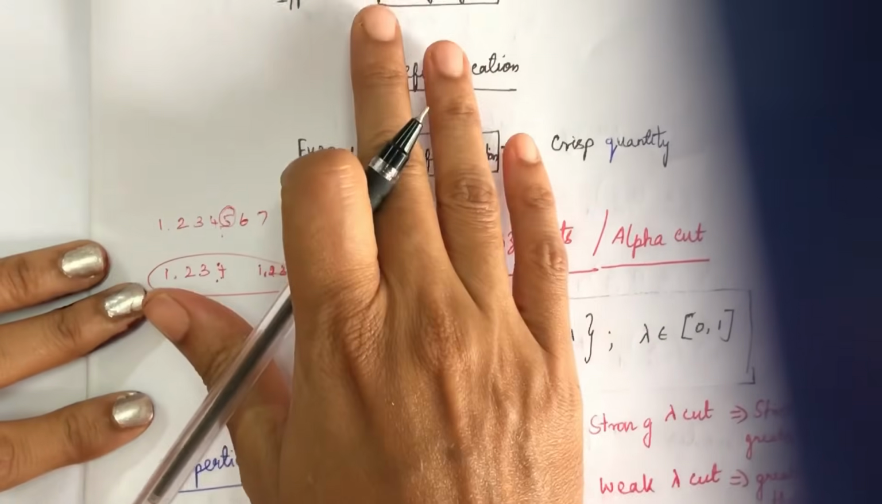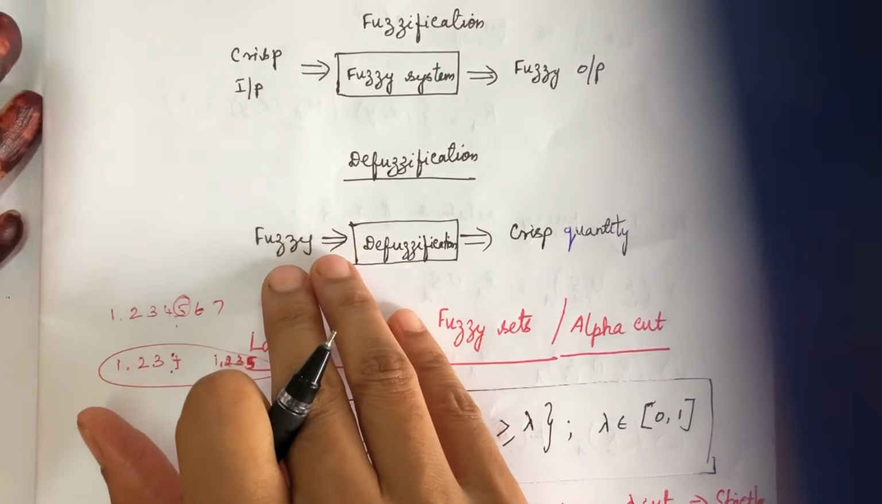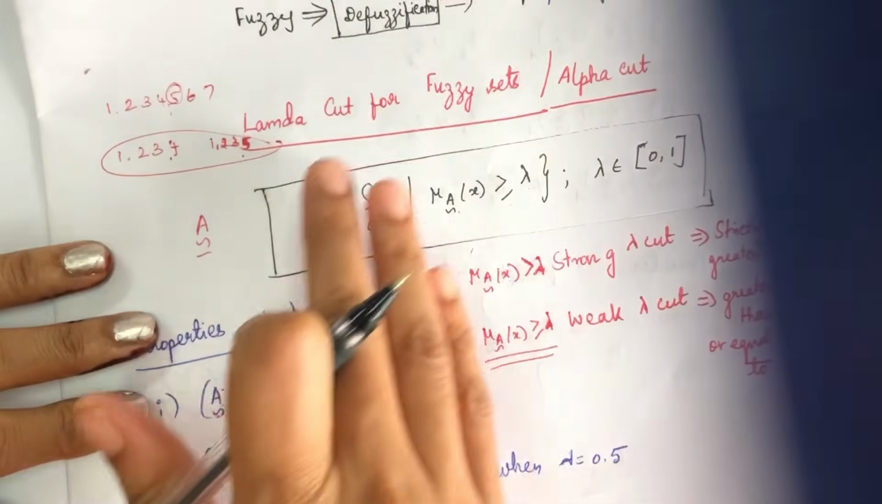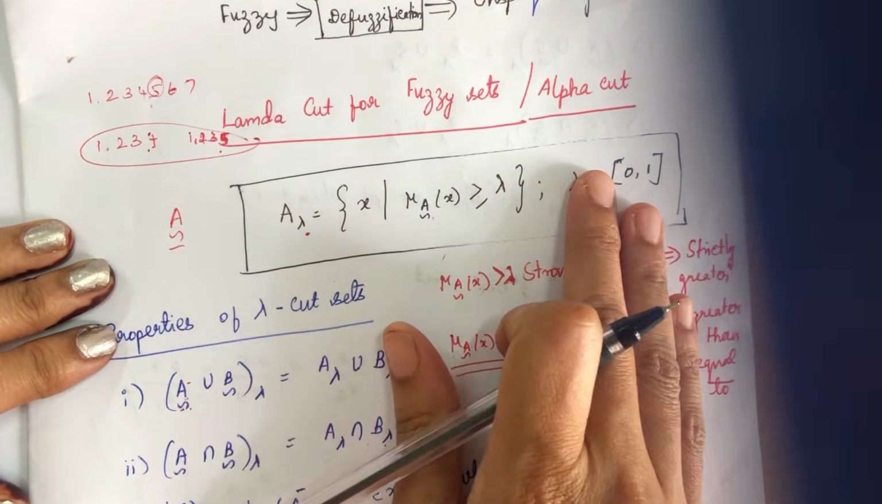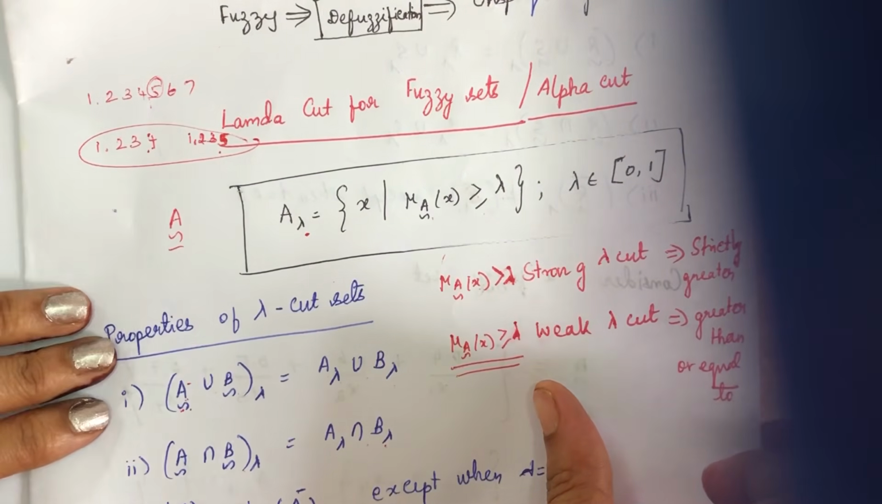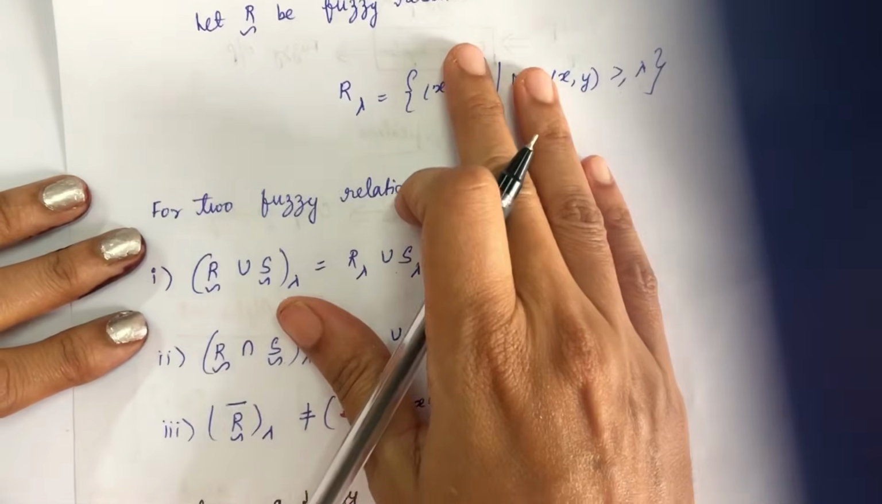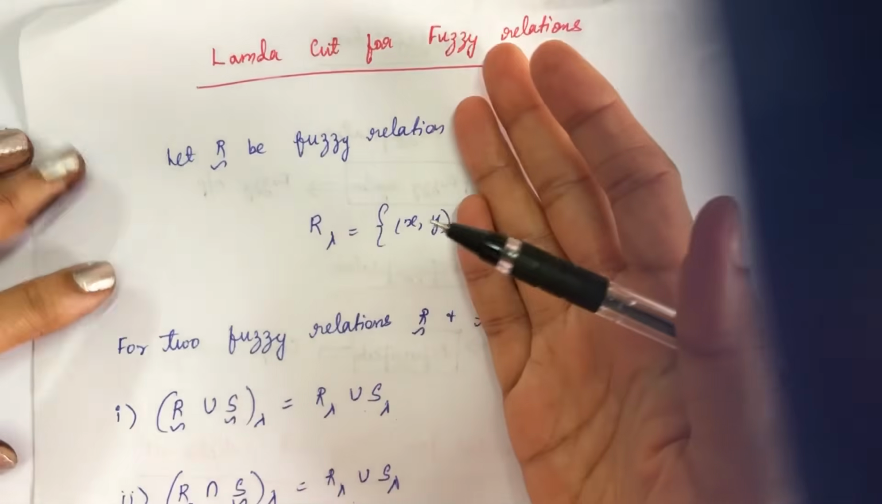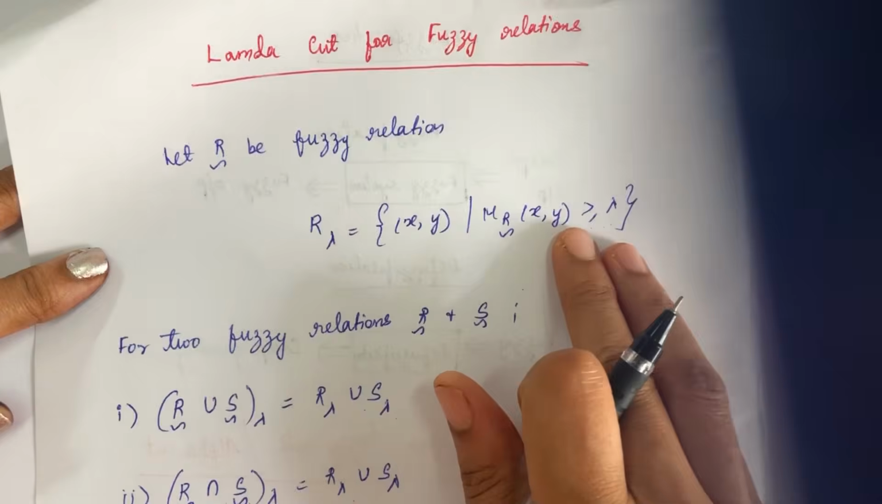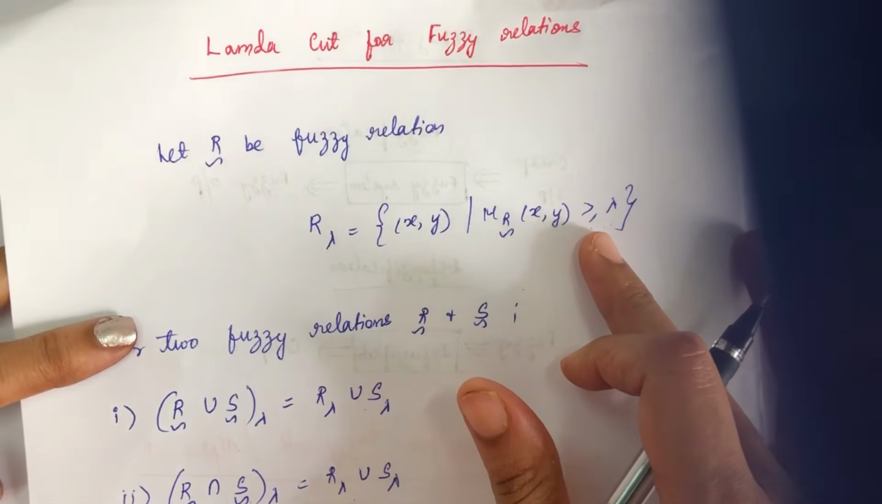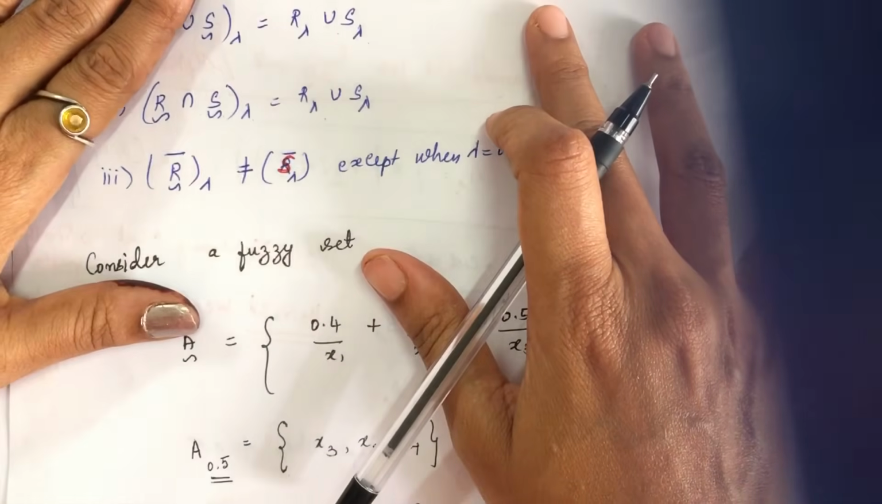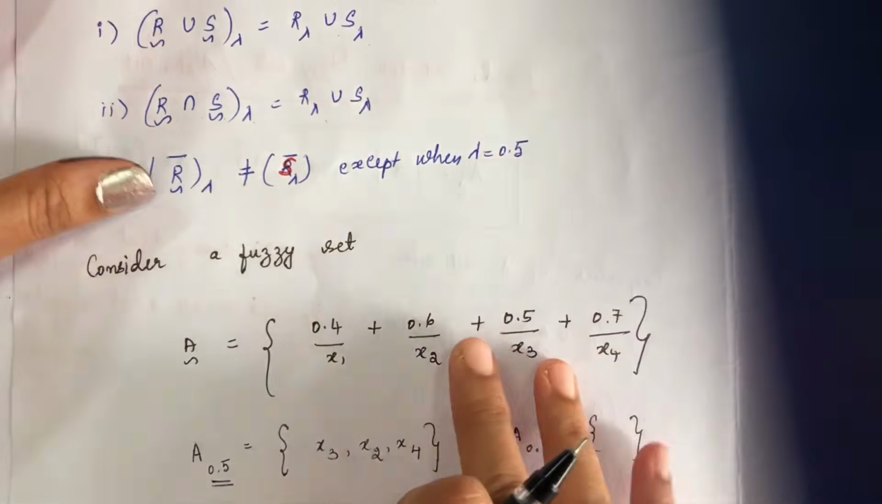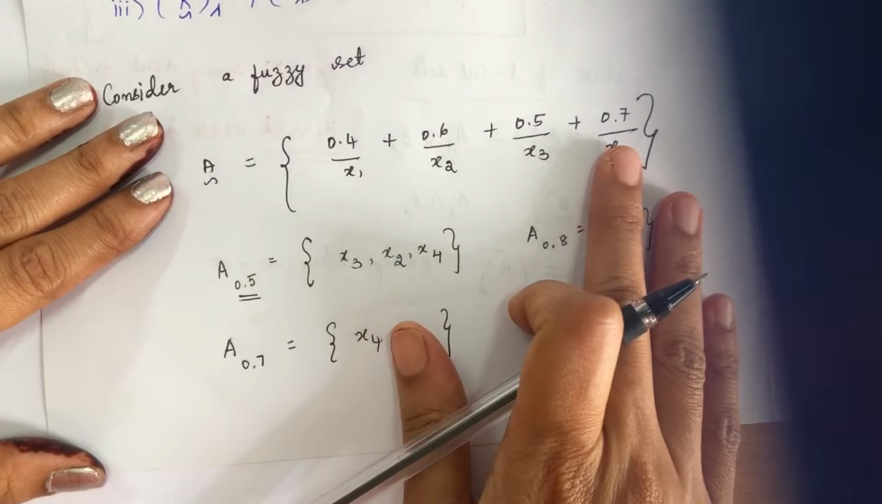So in this video I have taught you how to do defuzzification, converting from a fuzzy set into a crisp set, using the lambda cut method. I explained the properties of the lambda cut set, and we have also discussed relations. The same thing can be applied to fuzzy relations, where the fuzzy relation should be greater than or equal to lambda. I also explained the properties of fuzzy relations with a simple example.